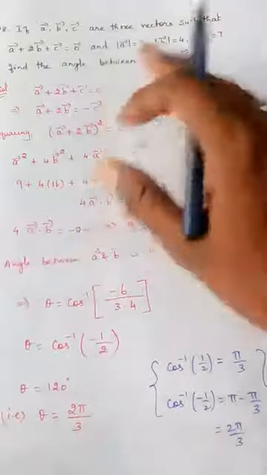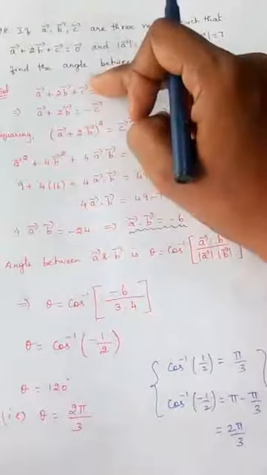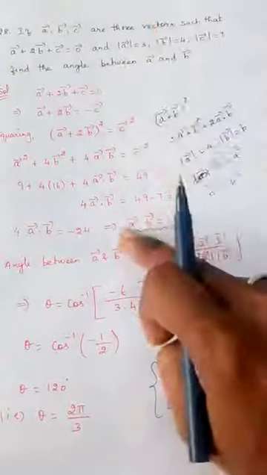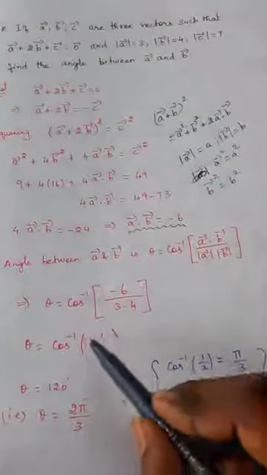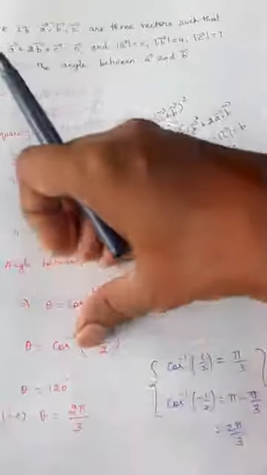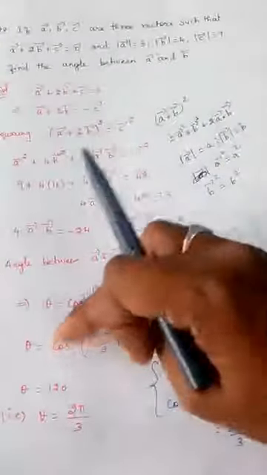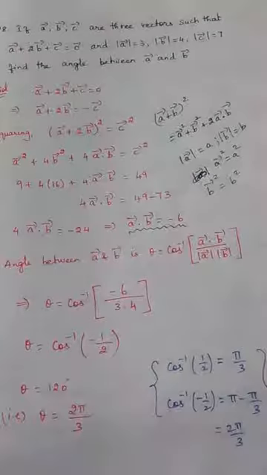So in all three problems we found the angle between A vector and B vector, but all in a different manner. The condition is given, and from that we calculate A dot B. After that we substitute in the formula. At last we should know how to calculate cos inverse of a minus value. If there is no minus, the answer is very simple, pi by 3. If minus is present, pi minus pi by 3. So 2 pi by 3 is the final answer.